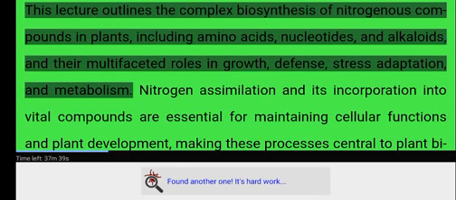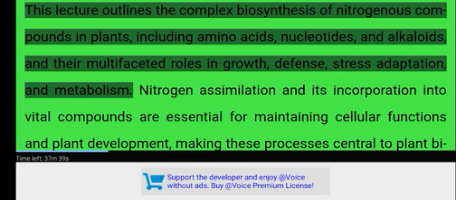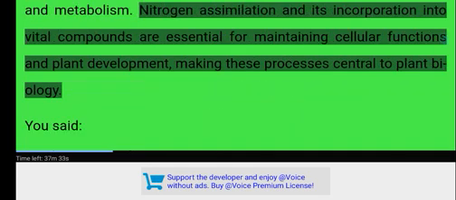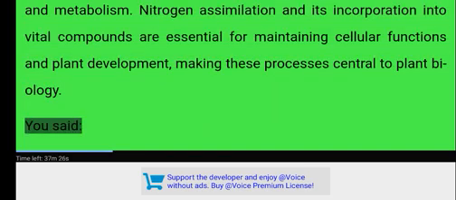This lecture outlines the complex biosynthesis of nitrogenous compounds in plants, including amino acids, nucleotides, and alkaloids, and their multifaceted roles in growth, defense, stress adaptation, and metabolism. Nitrogen assimilation and its incorporation into vital compounds are essential for maintaining cellular functions and plant development, making these processes essential to plant biology.